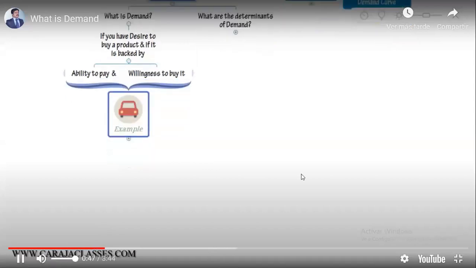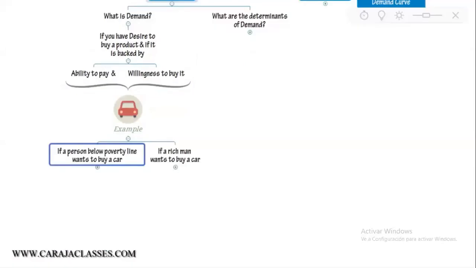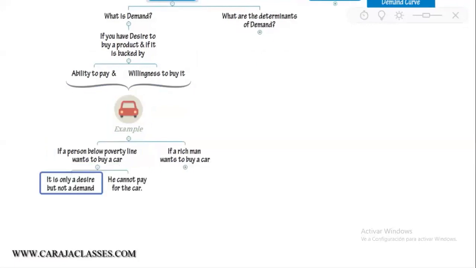Let's take an example to understand this. Let's say a person below the poverty line aspires or wishes to buy a car now. Okay, we can say it's only a desire but not a demand. The reason being, he has no ability to pay. He has no purchasing power to buy that car. So here it is only a desire and not a demand.